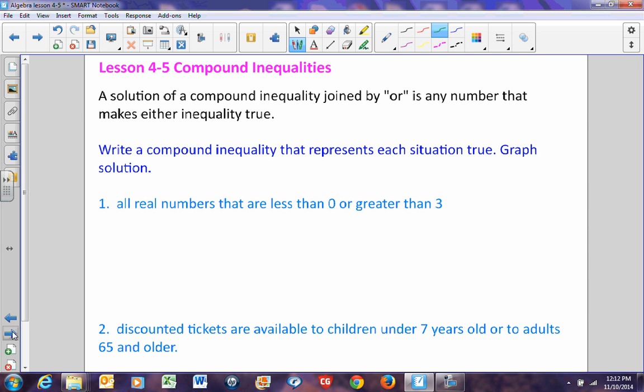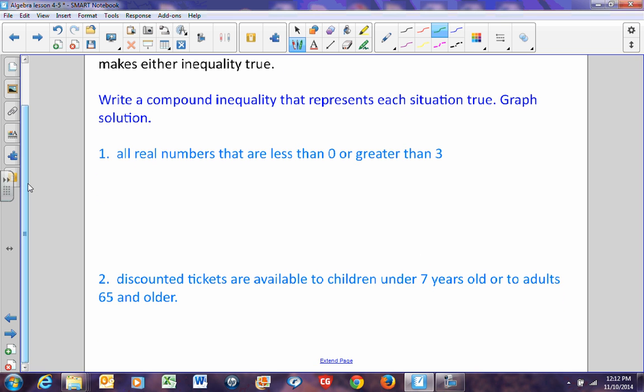So to write a compound inequality that represents each situation, we're going to graph all real numbers that are less than 0 or greater than 3. Numbers that are less than 0 or greater than 3. So I can say x is less than 0 or x is greater than 3. You have to put the word in there. You must have the word or. You can't leave it blank. You can't just put the two inequalities there. You actually have to write the word or. X is less than 0 or x is greater than 3.